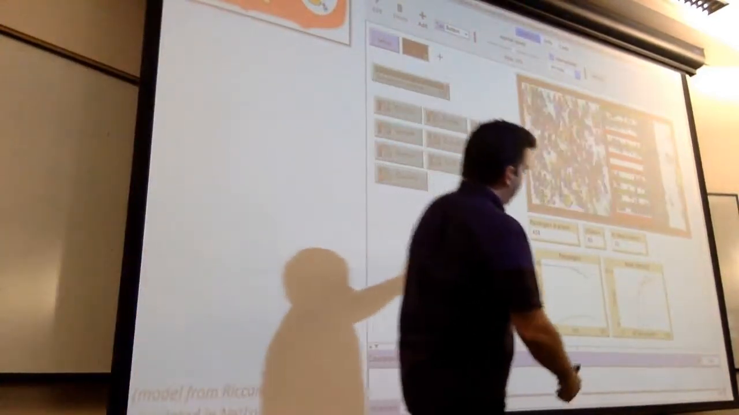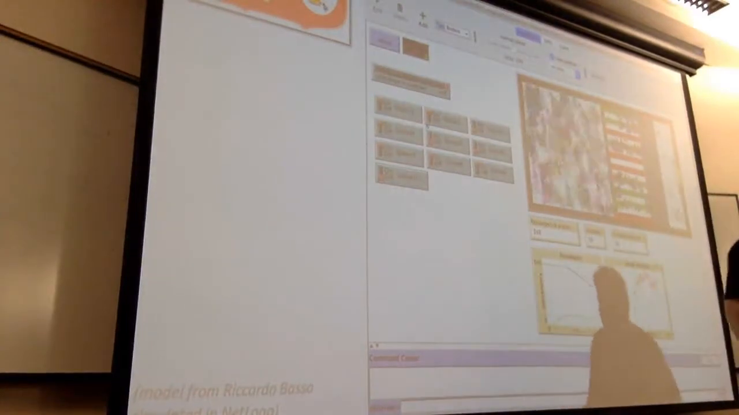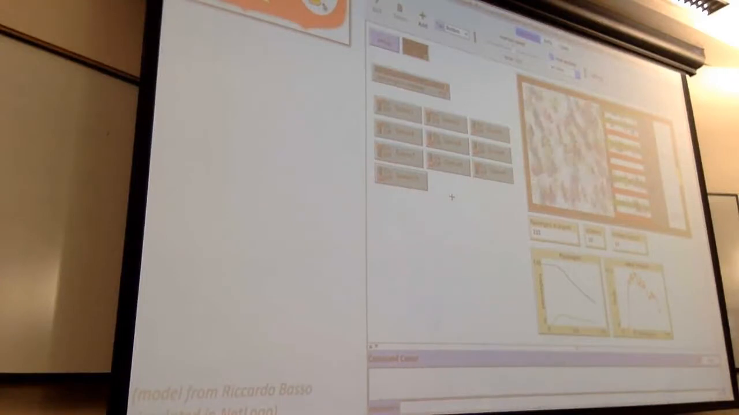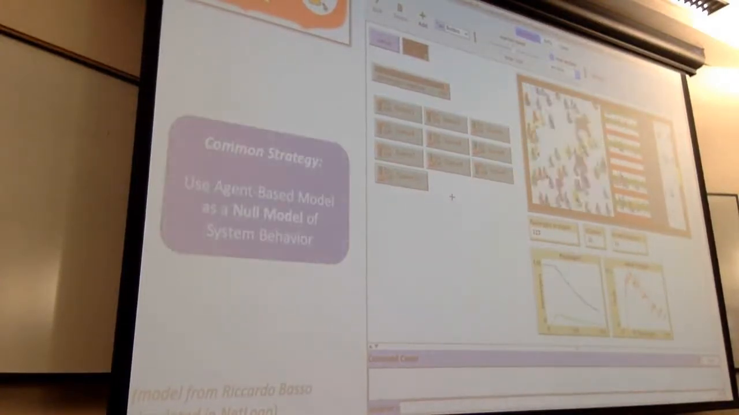But you can experiment with this model, and it has a lot of interesting, rich dynamics. The real question is, does it tell you anything useful about airports? And that's not clear to me.